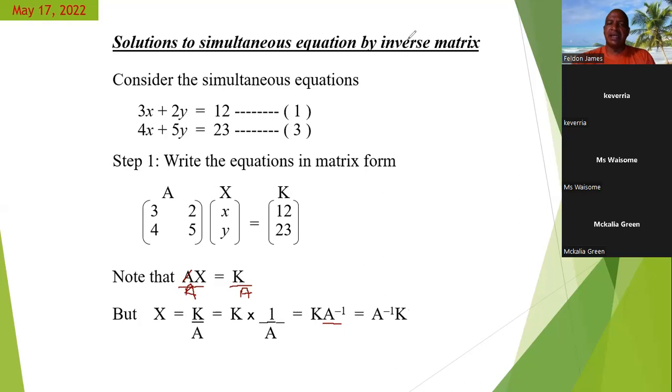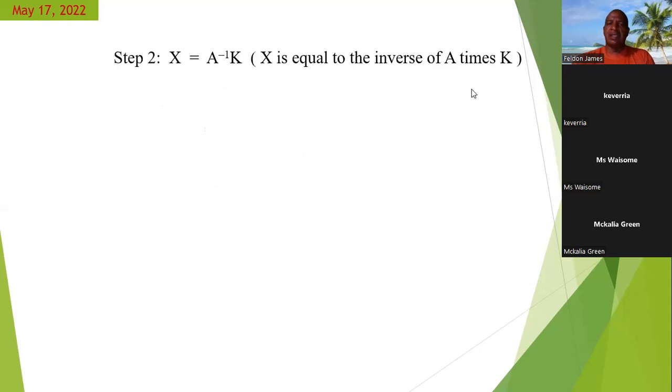So all this is saying, in order for you to solve this equation, the matrix X will be equal to K times A inverse. That's all it is saying. So if we follow that, it means that this is what we will get. So here we have X will be equal to A inverse times K.